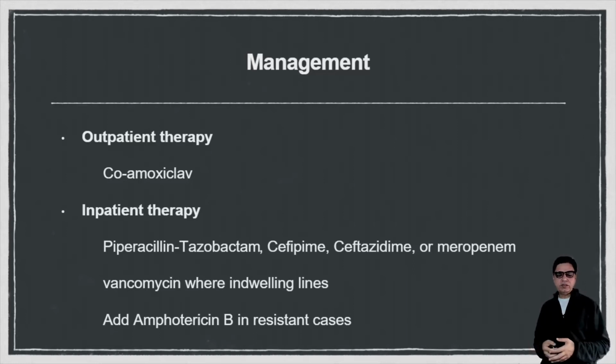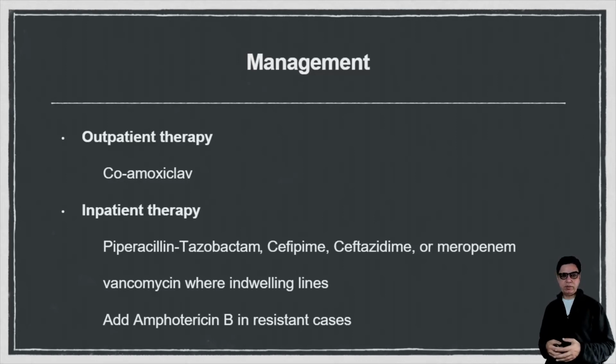If the child needs inpatient therapy, then you have to start them on empiric antibiotics, and then you can switch over to specific antibiotics based on the blood culture, urine culture, or other clinical considerations and reports. Usually, if you start them on monotherapy, the drug of choice is piperacillin tazobactam.